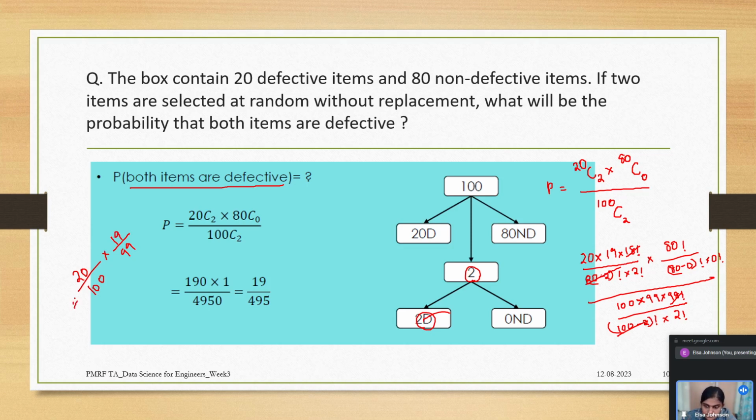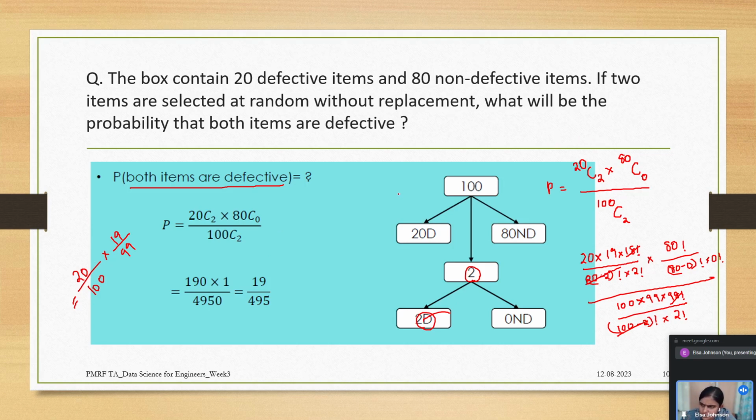This is fine, but when you have a very different total number of cases, here only 2 are selected. If you have more numbers, for example 5 taken together and all, then it is better for you to go with this method, the combination method.